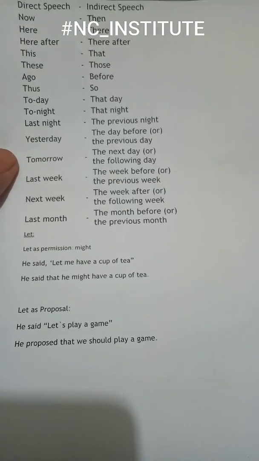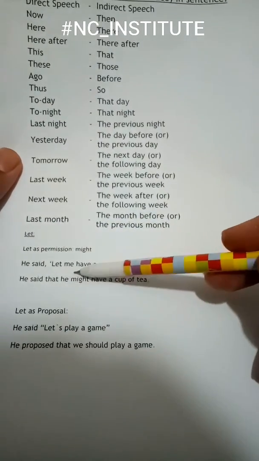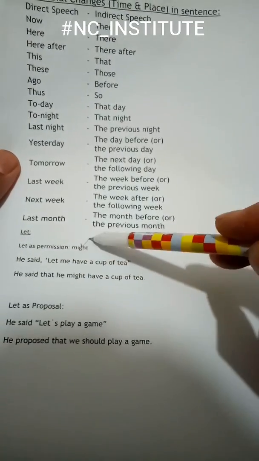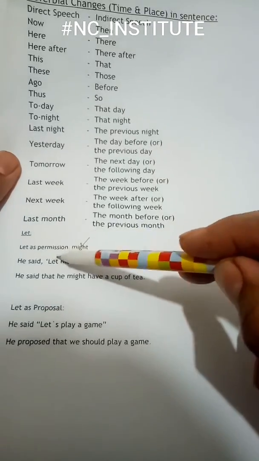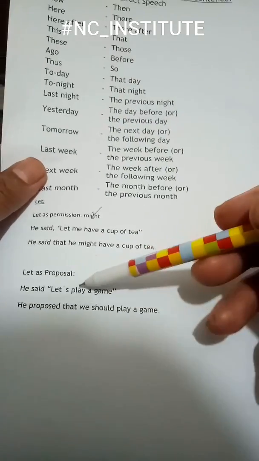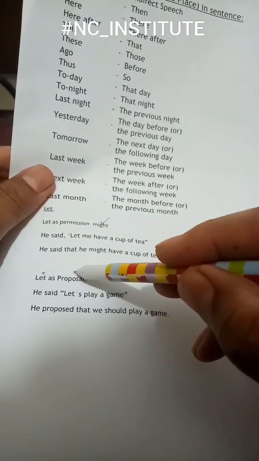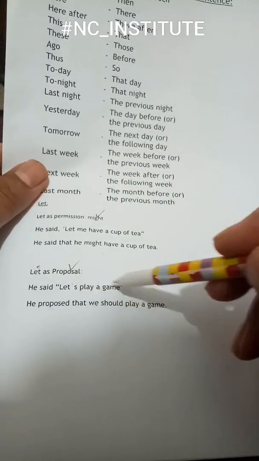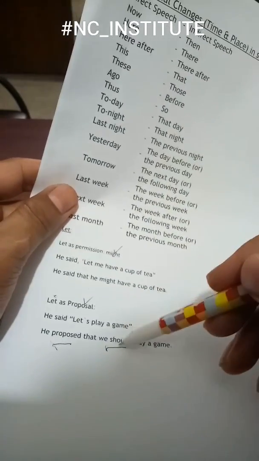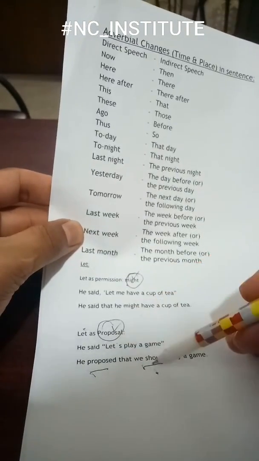Let's see some other examples here. When we use let as permission, there is might as the verb. Let me have a cup of tea. He said that he might have a cup of tea. So this is the permission. So instead of let, we use might. But when we use let as a proposal, let's play a game. He proposed that we should play a game. So let as a proposal in a sentence must be introduced with proposed, and the verb is should. So in permission the verb is might, in proposal it is should.